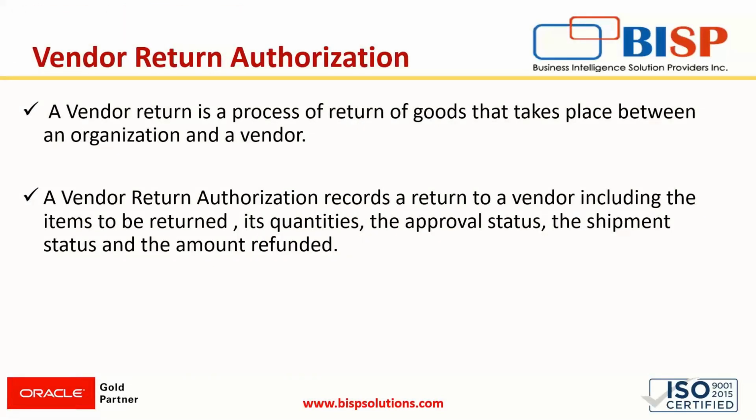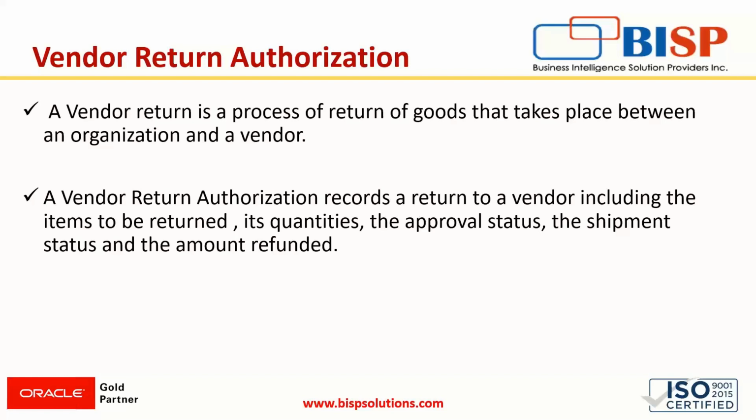First, we will know what is vendor return authorization. A vendor return is a process of return of goods that takes place between an organization and a vendor. I'll just take an example over here. When we ordered a particular item, and after receiving the item, we come to know that the item is either faulty or is not up to our requirement, and we want to return that. So for that purpose, we initiate the process of vendor return authorization, which is also known as the purchase return.